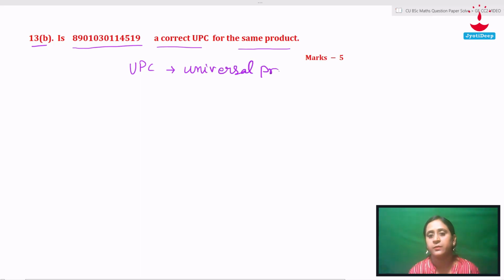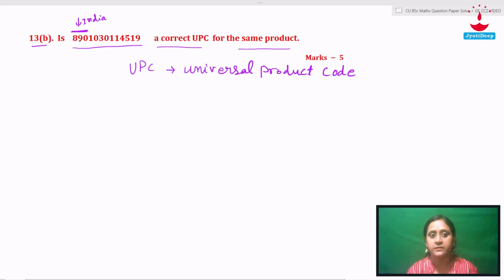UPC means universal product code. Okay, what is UPC? Universal product code. 890 represents that it's an Indian product. Okay, every country has different digit numbers to represent the products of their country.